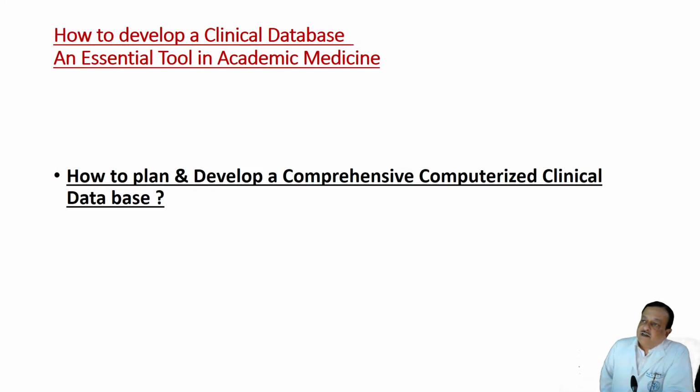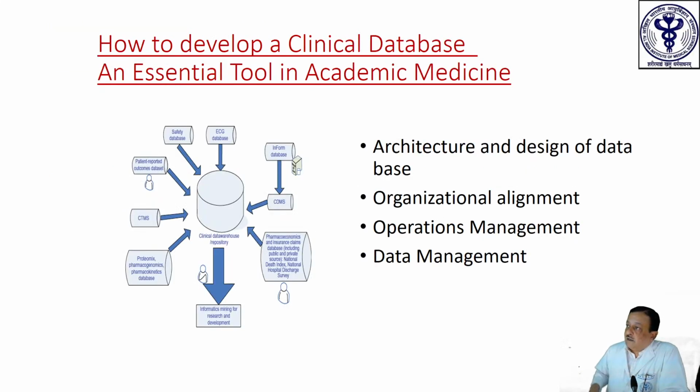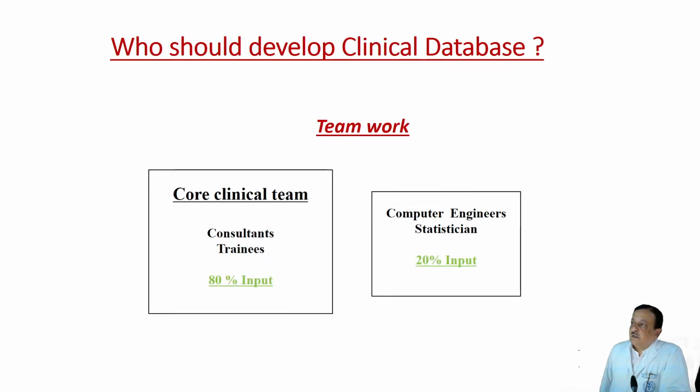How to plan? When an idea comes, how do you plan a database? You need to look at the architecture and design of the database. You need to have a big vision of what exactly you want in the next 20, 30 years. Organizational alignment: you should be able to align with the organization where you are working. You cannot work in isolation. Operational management is extremely important. Starting is very easy, but maintaining it for 20 years is extremely difficult. And how to manage the data, how to manage day-to-day operations.